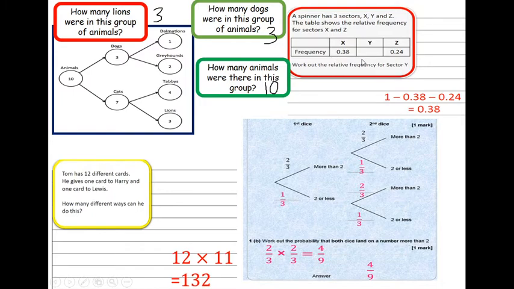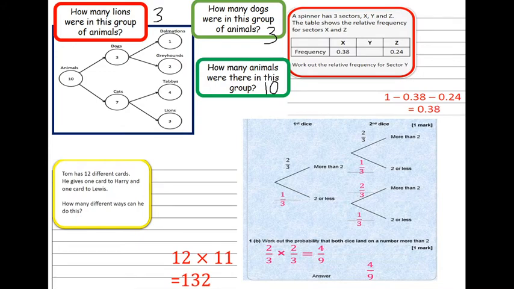Now, as for the relative frequency, notice that all of these probabilities must add up to make 1. Okay, so you've got 0.38, you've got 0.24, so in order to make 1, you need to have another 0.38, so that's what the answer will be.